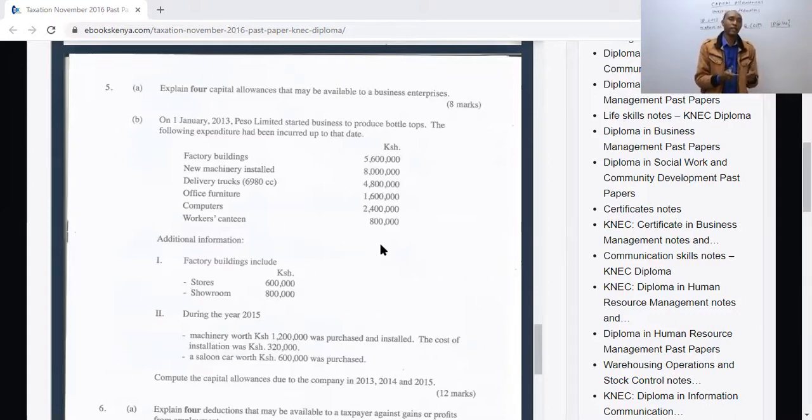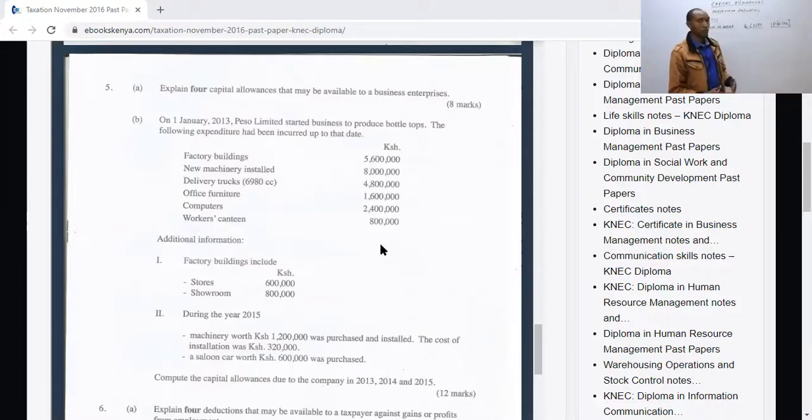What are some of the items in that question that fall under investment deductions? Remember we said these are allowances which are given basically to motivate investors in this country. Investment deductions are allowable deductions which are granted to those investors who build factories or who make buildings for the purposes of a factory, to make it a factory and so on.